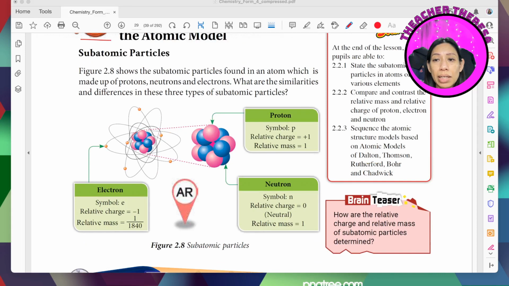And then the part is the sequence of the atomic structure models, based on Dalton, Thomson, Rutherford, Bohr, and Chadwick. So the sentence is: Dalton thought Rutherford is Bohr's close friend.